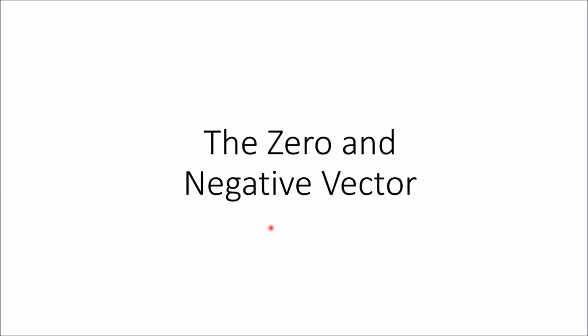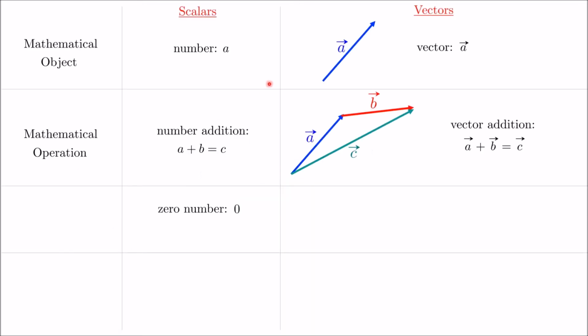Now we're going to talk about two special vectors, the zero vector and the negative vector. So within the number system, we have a very special number, the number 0. And the number 0 plays the role of the additive identity. What this means is that 0 effectively does nothing when you apply it within an addition. So when you add 0 to any number, the number won't get affected, it will just come back out.